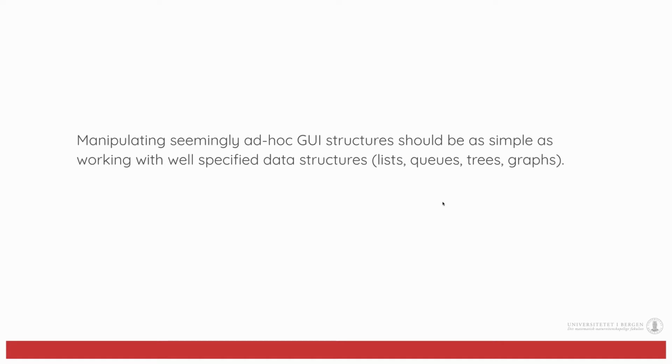In all these examples, there is a view and probably some underlying model, which may contain all sorts of constraints and dependencies. And the view and model need to stay in sync, and making sure these things change correctly is the reason why programming structural changes in GUIs is rather complex. The point of our work is to try to make programming structural changes as simple as possible. Really as simple as working with any well-specified data structure, such as lists, queues, trees, and graphs.